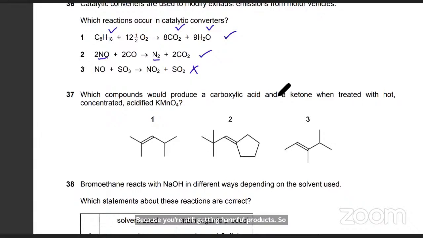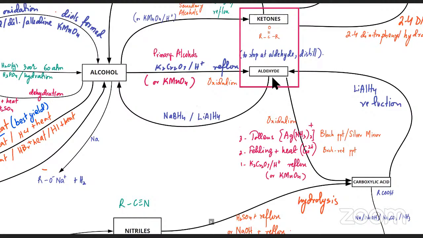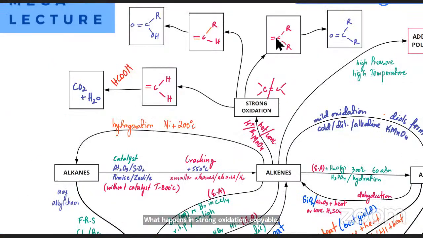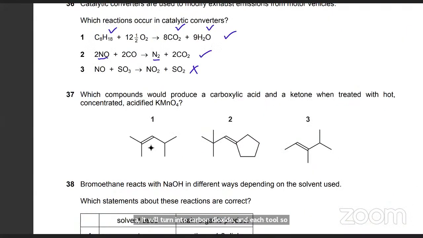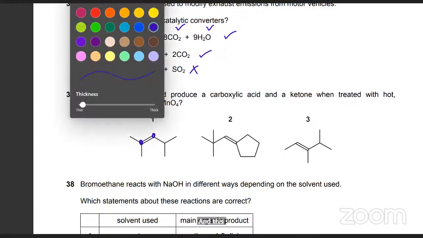So which compounds would produce a carboxylic acid and a ketone when treated with hot concentrated KMnO4? What happens in strong oxidation? Kahan pe wo? Double bond se break ho jayega. As a double bond toot jata hai, double bond breaks, and you got 3 options. If you got 2 carbon chains, it will turn into a ketone. If the double bond has 1 carbon chain, it will turn into a carboxylic acid. If it's got 2 H's, it will turn into carbon dioxide and H2O. So yahan pe na, the double bond will break. And pehla ketone or carboxylic acid hoga. Pehla sahi hai na, ketone and carboxylic acid, right?